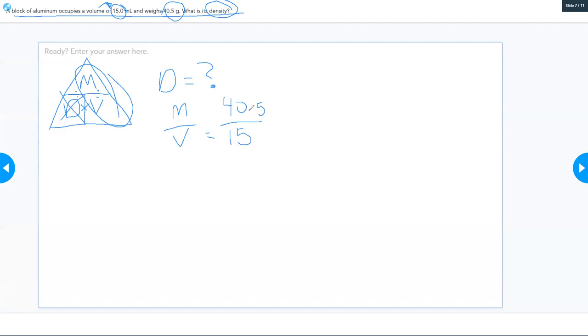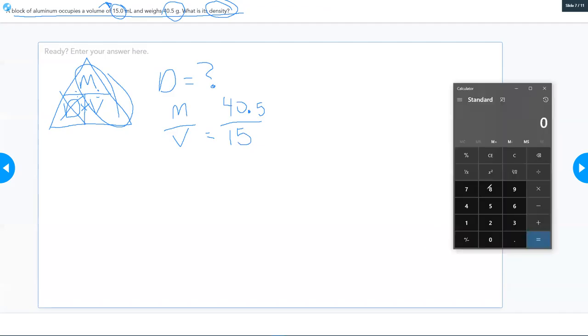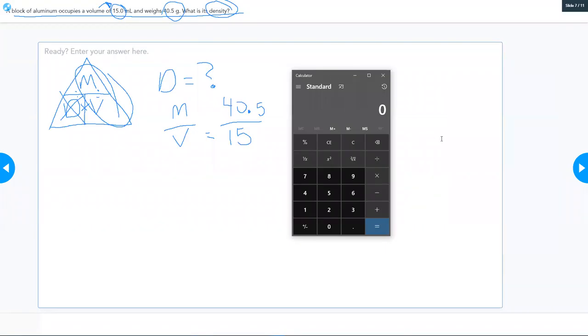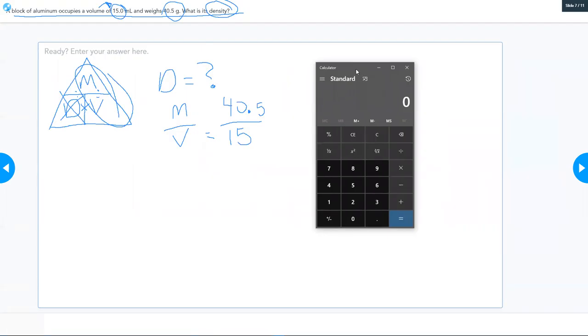Yes, you can use a calculator on the test. There is a calculator that is built into the Schoology system. So you'll be able to use a calculator on the exit tickets and the test. And I let you use a calculator when calculating density because even though we're doing math in science, you are still allowed to use a calculator during science tests, not during math tests.